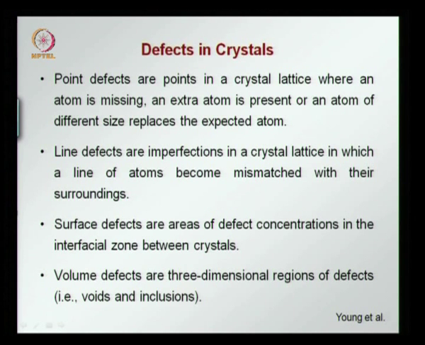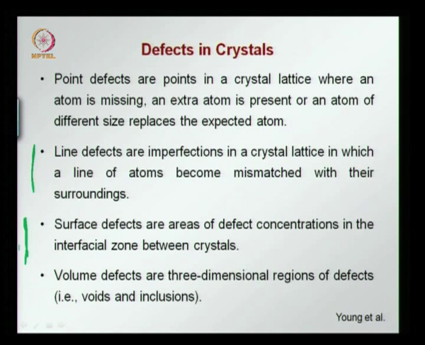Line defects are imperfections in the crystal lattice, where a line of atoms becomes mismatched or discontinuous, so there is a mismatch with the surroundings. Surface defects are grain boundaries. So there is an area of defect concentration. We will see that there is a large discontinuity in the crystal lattice at the grain boundary. So there is an area of defect concentration in the interface between the crystals or the grains.